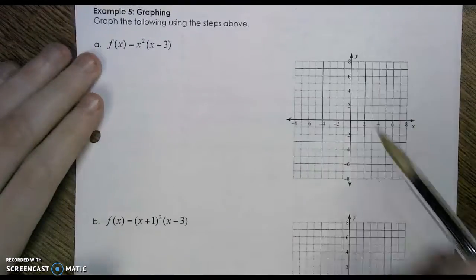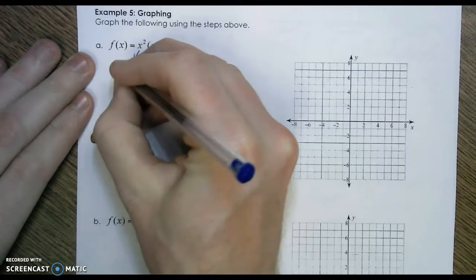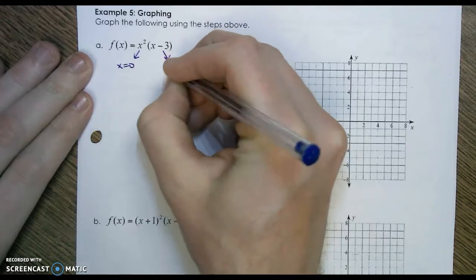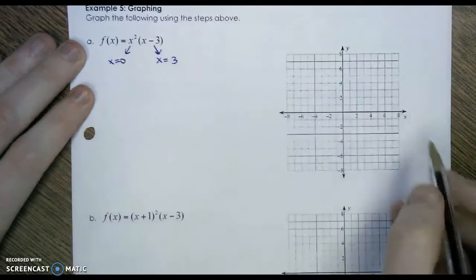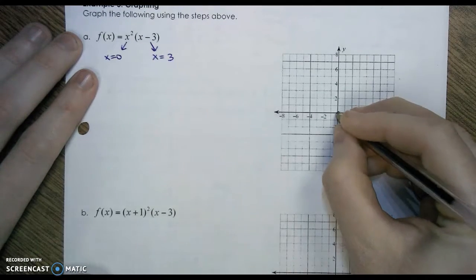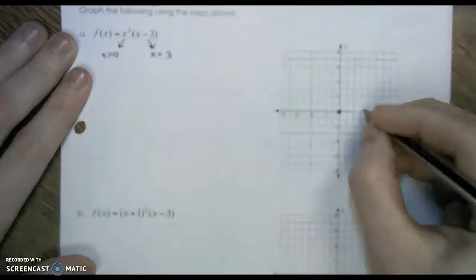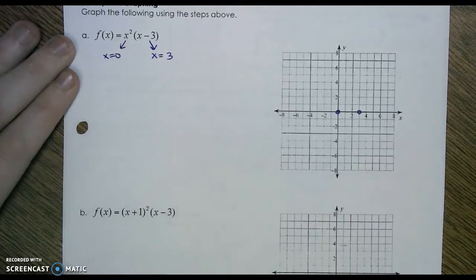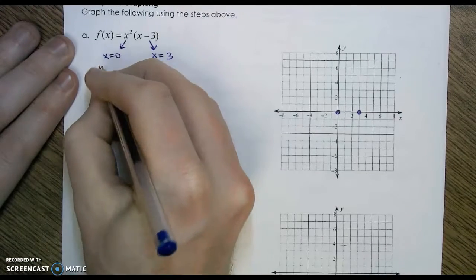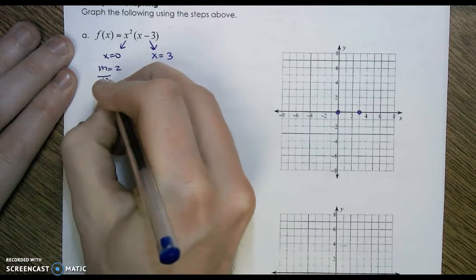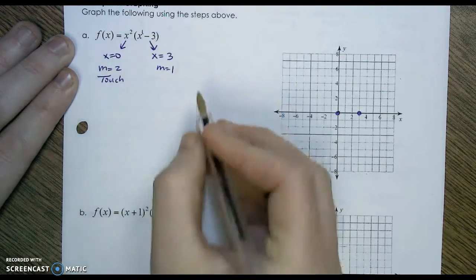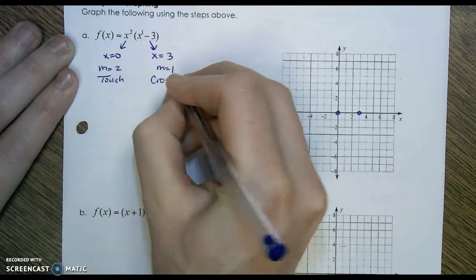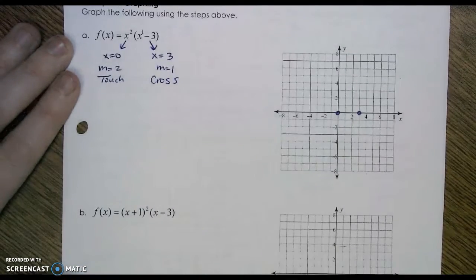So let's start by finding our x-intercepts. So here, x is 0. Here, x is 3. This x equals 0, let's put it on the x-axis. And x equals 3, let's put that on the x-axis. This x equals 0 has multiplicity 2, which means it's going to touch there because the multiplicity is even. This has multiplicity 1, an exponent of 1, so it is going to cross the x-axis there because it's an odd multiplicity.